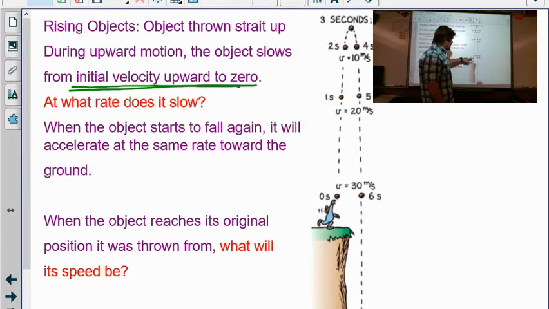Okay. So here he throws it up. It throws it up at 30. It's going to slow down by 10. So after 1 second, it's going 20. After 2 seconds, it's going 10. And after 3 seconds, it's going 0.